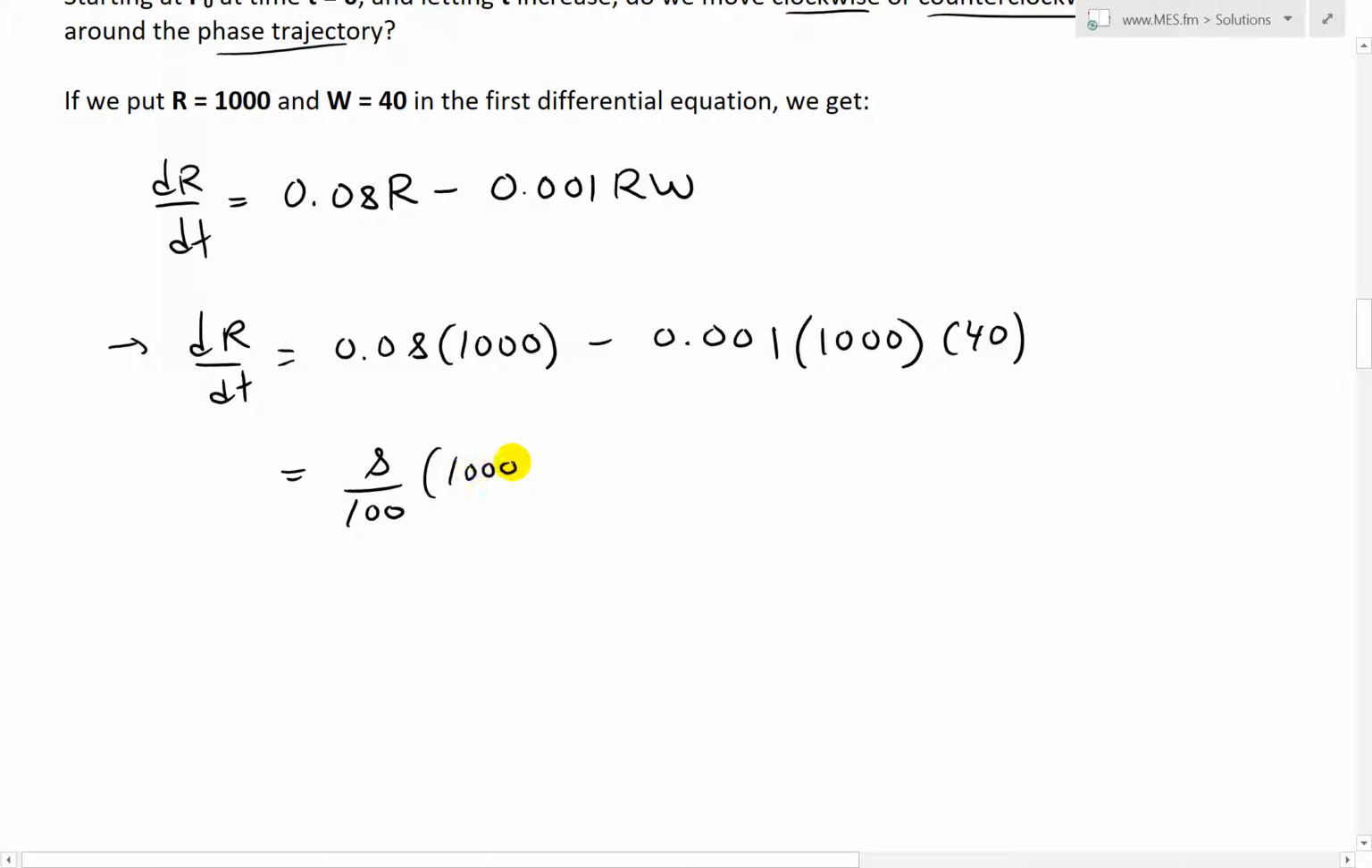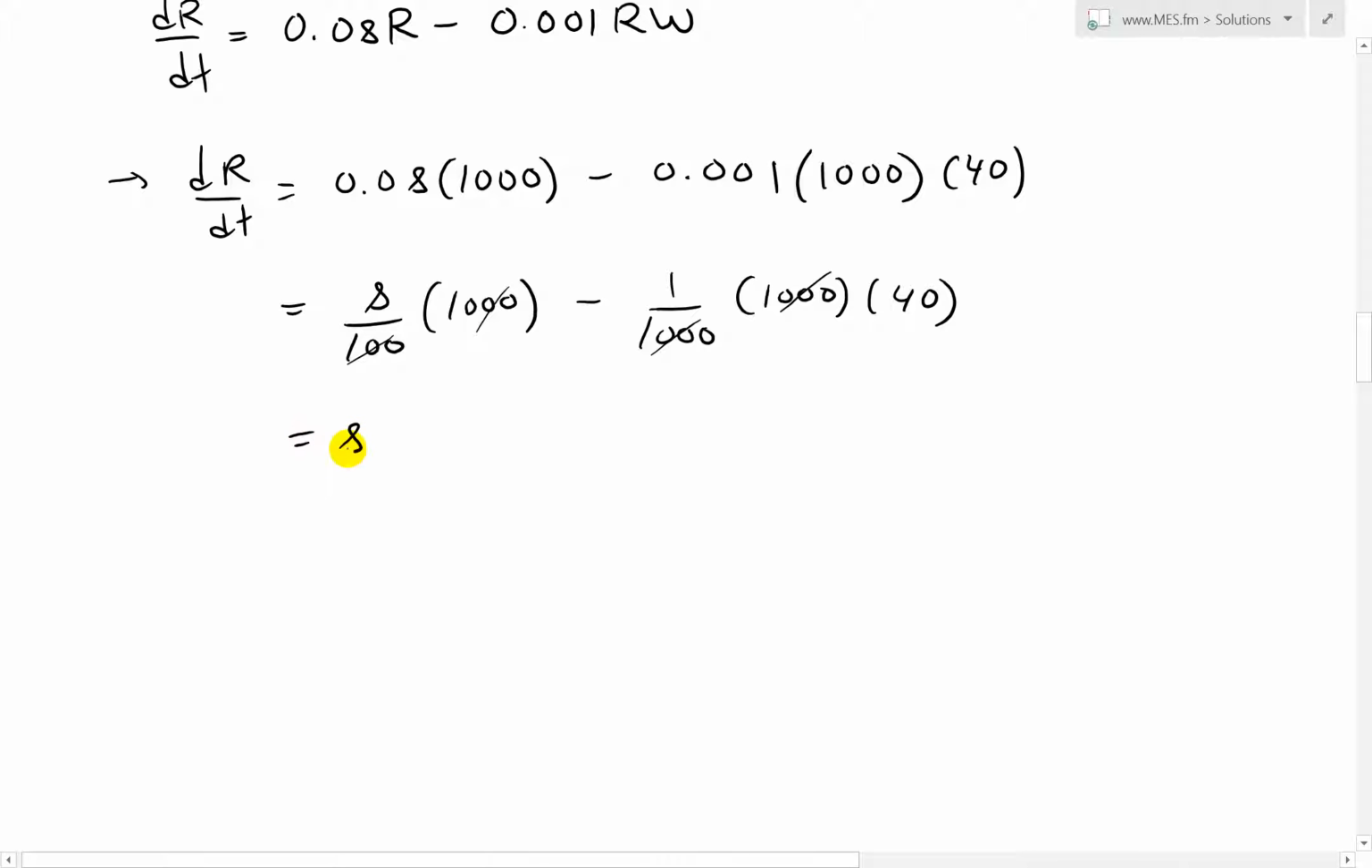Times it by 1,000. And now we subtract this, where we move the decimal place 3 times, 1, 2, and 3, getting a 1 over 1,000. And then we have times 1,000 times 40. So as you can see, this 1,000 cancels with this, and then we're left with 10 times 8. In other words, we get an 80 minus, this all cancels, but we are left with the 40. So minus 40, so this equals 40.